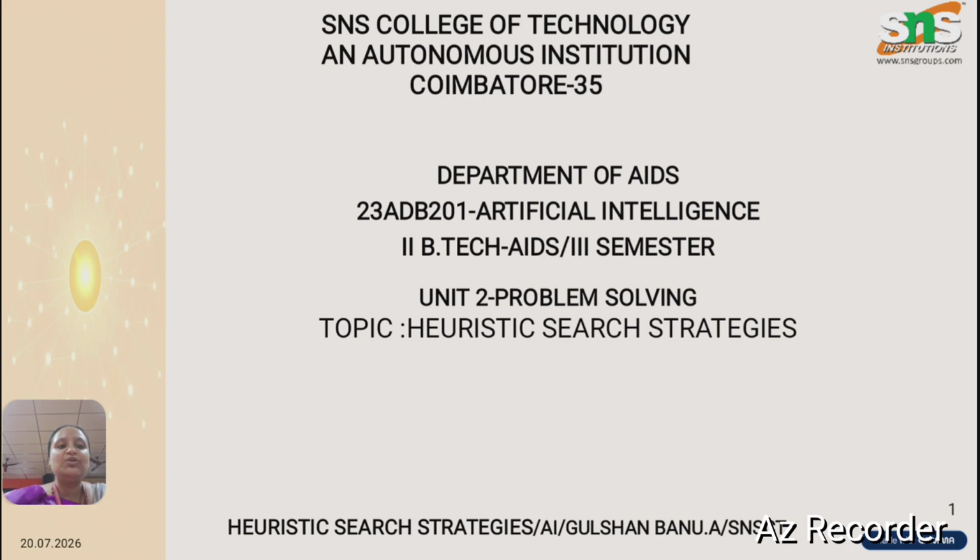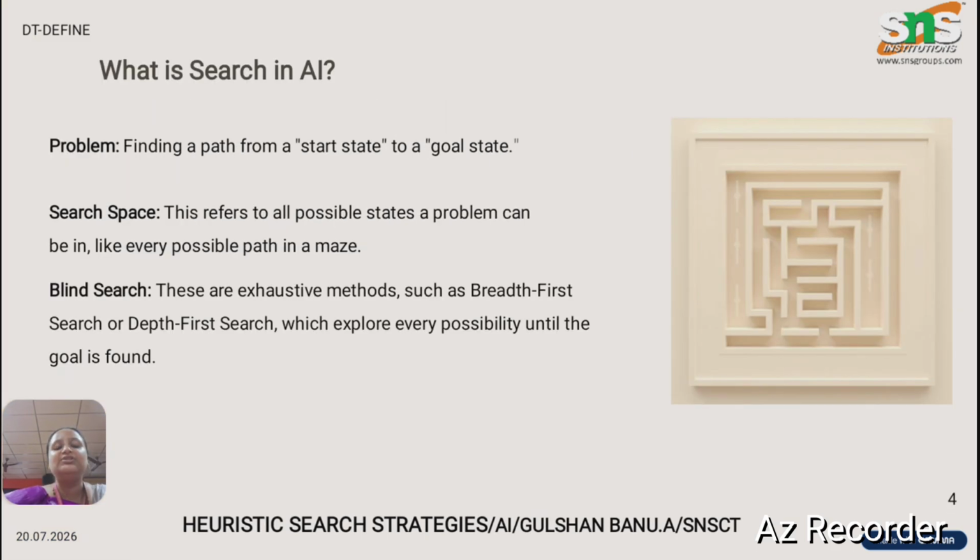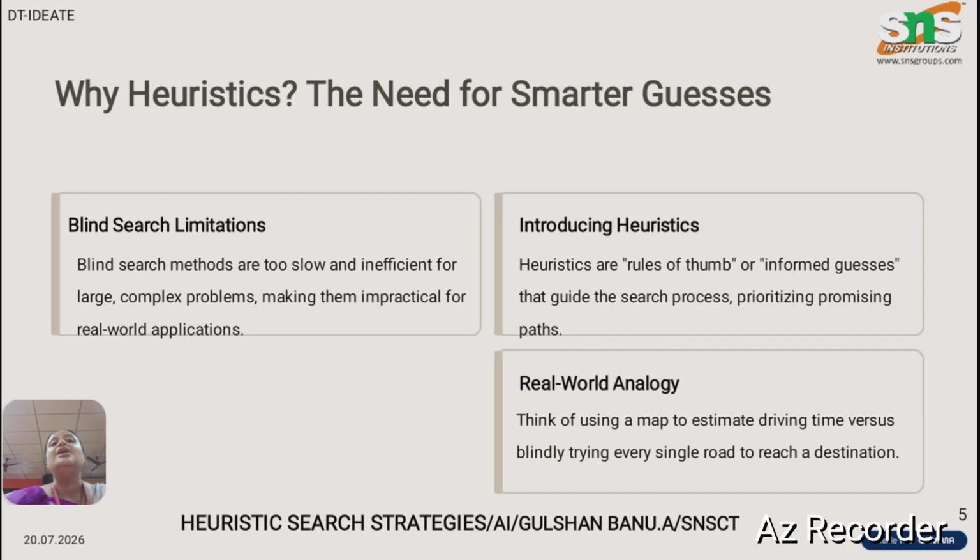So in the previous video we saw what is heuristic search, what are the basic components, and the things which were discussed in the previous topics. As a small recap, we saw where we use heuristic search and how the pattern evolved with it. Next we saw what is search, what is a problem, what is search space, and what is blind search. And then we had an ideation of why we use heuristic search and what the smart guesses are.